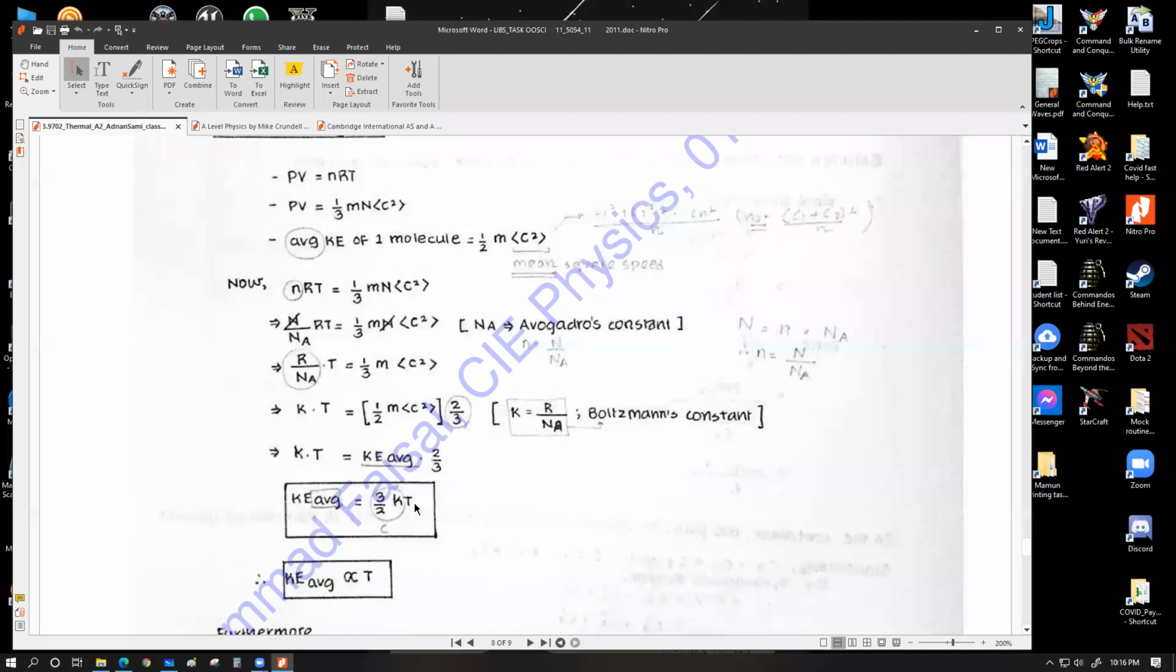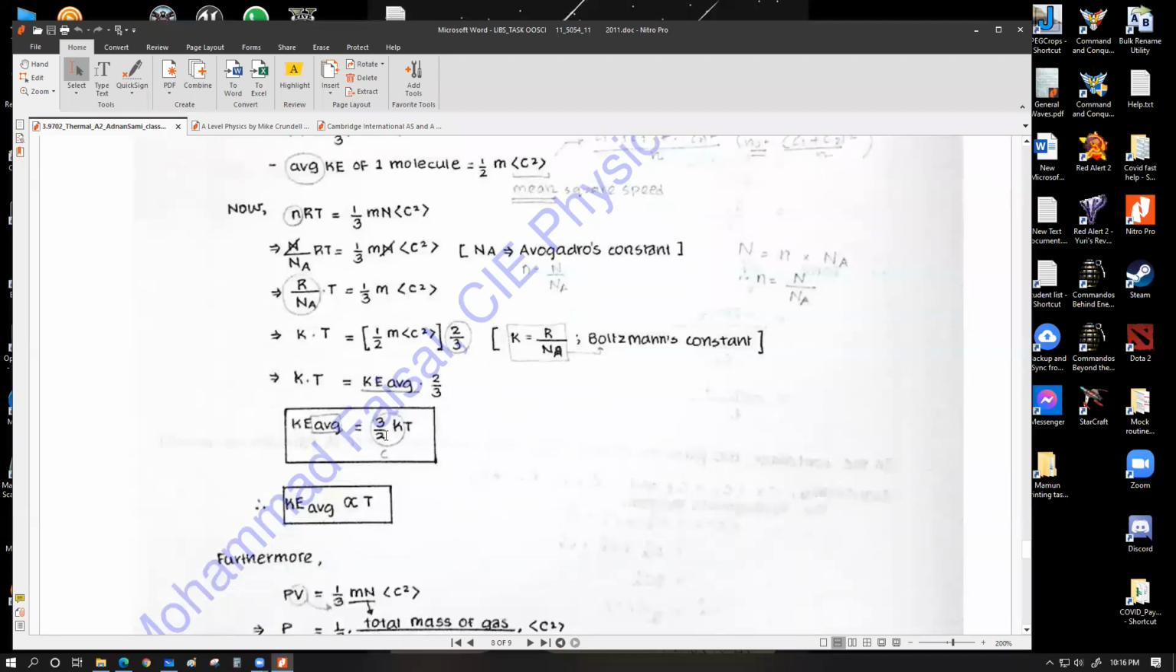3/2 into KT. Now, if you have a good look over here, 3/2 K, this is basically a constant. 3/2 is a numerical constant. It's just a number. K is a Boltzmann constant, which means the product of these two things will also be constant, which ultimately gives us: the average kinetic energy of a gas particle is directly proportional to the absolute temperature or Kelvin temperature of the gas.